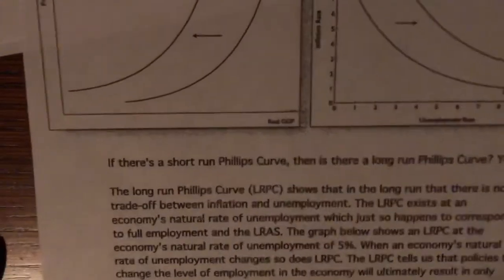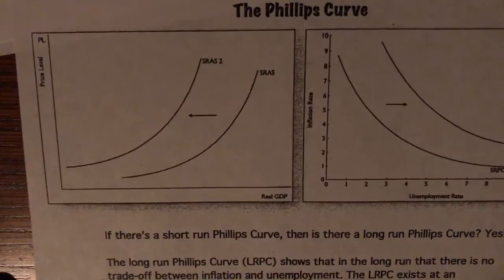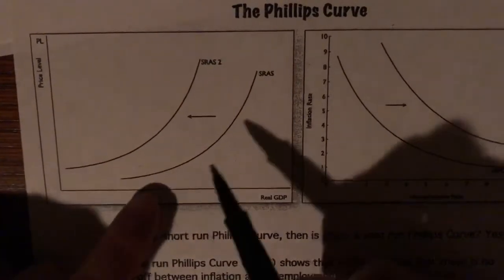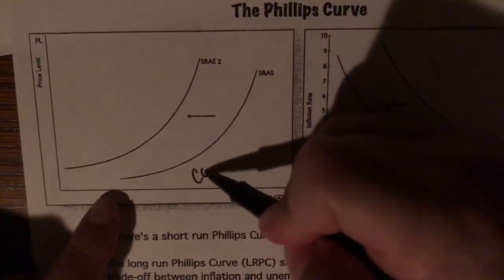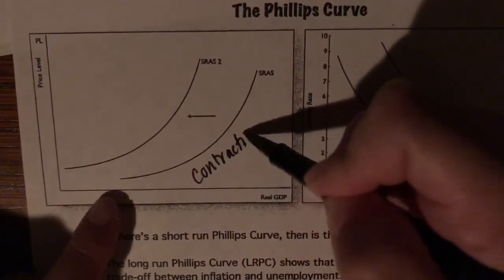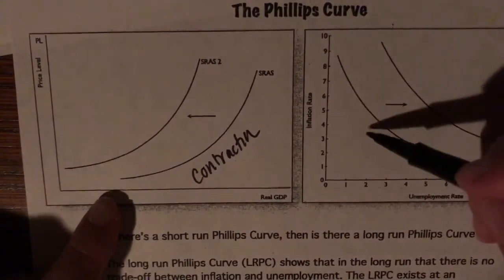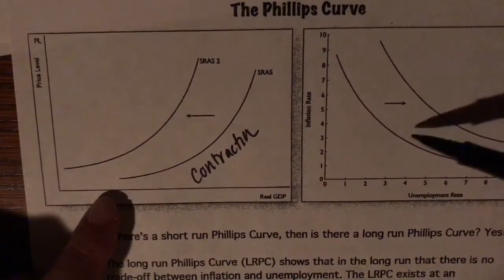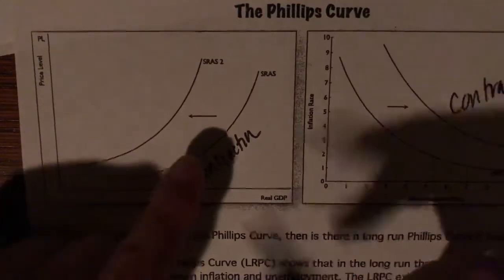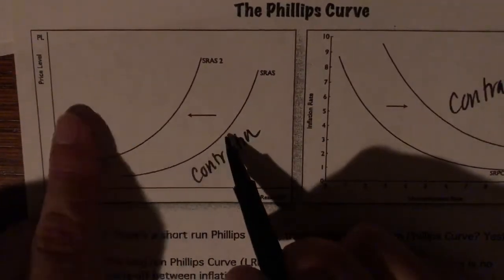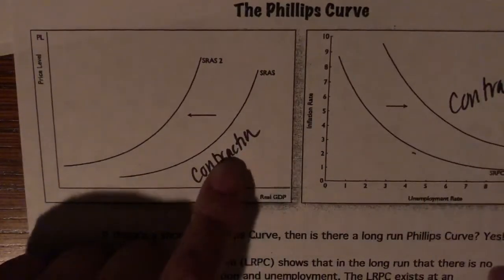The next thing here is a contraction, right? Because we're making less stuff. And so here's my Phillips curve. In a contraction, we have higher unemployment, so it's coming out, and this is a contraction. So do you see a contraction with short run shifts to the left, contraction and Phillips shifts to the right?